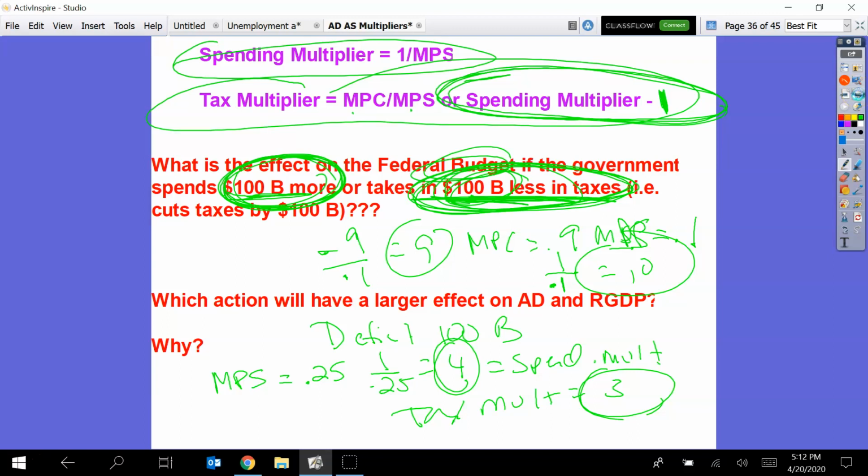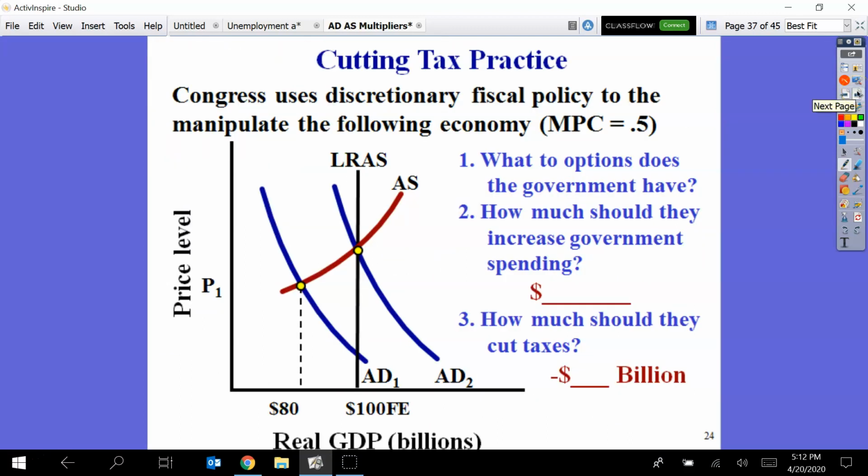All right, let's finish with an example here. So, check this out, pause the video for a second, identify the gap that we're looking at, and see if you can come up with the two possibilities for closing the gap in terms of government spending or taxes. Okay, so full employment output is $100 billion. The economy is currently producing $80 billion, right? So we have a recessionary gap of $20 billion.